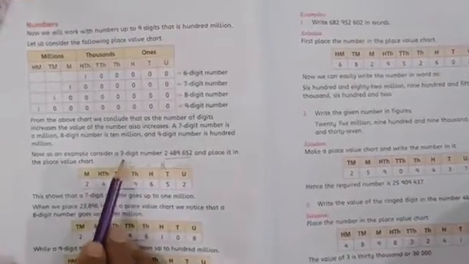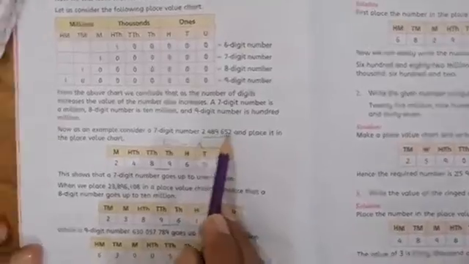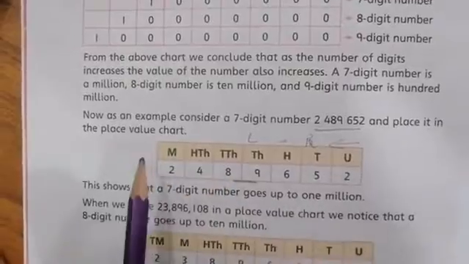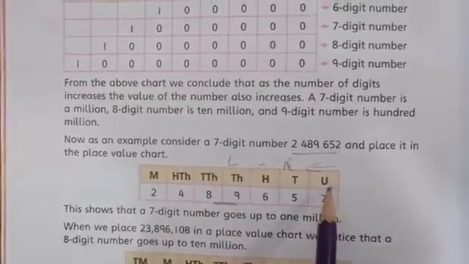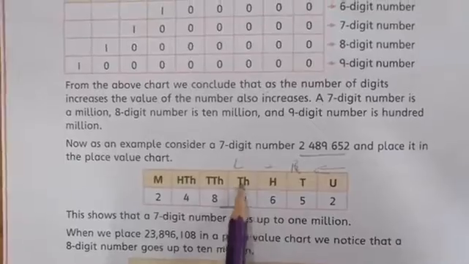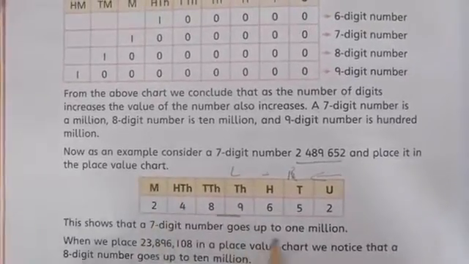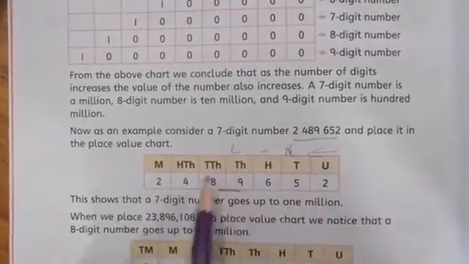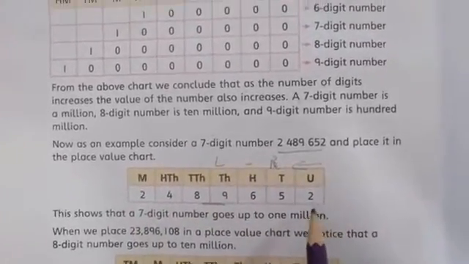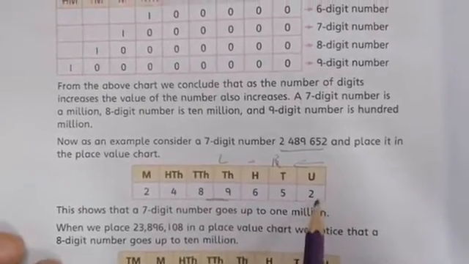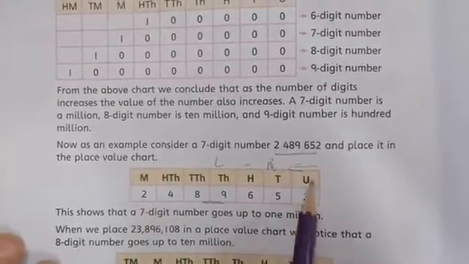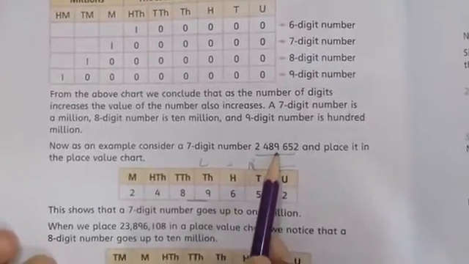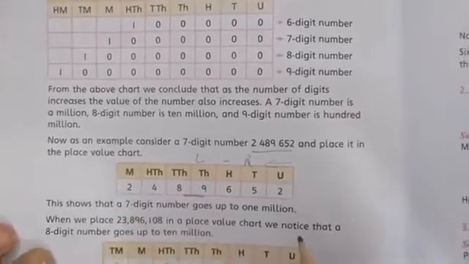Here 7-digit numbers are given: 1, 2, 3, 4, 5, 6, 7. We have to place these numbers in the place value chart. So how to write a place value chart? You must know unit, tens, hundreds, thousands, ten thousands, hundred thousands and million. You must remember all these, how to write in the place value chart. We start writing from right to left. First you will write 2 in the first column, 5 in the second column, 6 in the third column, and then similarly other numbers up to million you will write.